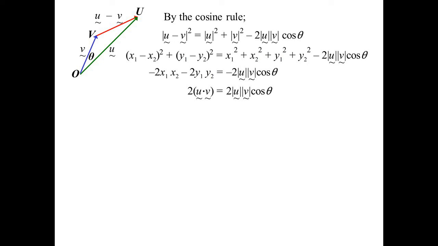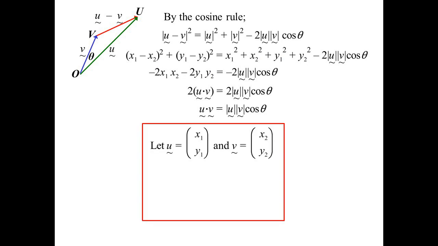So I get 2 lots of the dot product is equal to the expression on the right. Divide both sides by 2, and I've got a different formula for the dot product. So if we've got two vectors, there's actually 2 ways we could find the dot product. The first way, probably the quickest way, if you know what the vectors are, is multiply the x values together, multiply the y values together, add them.